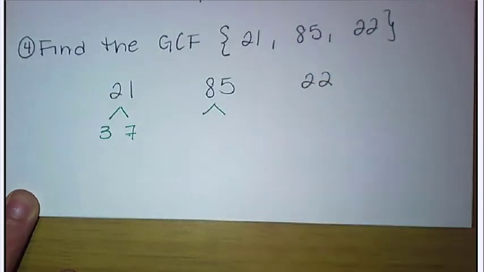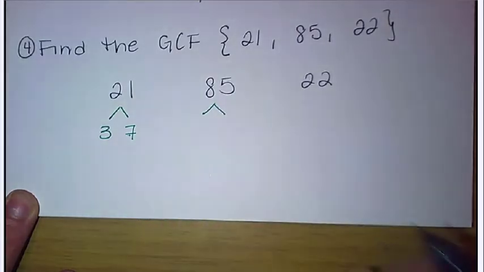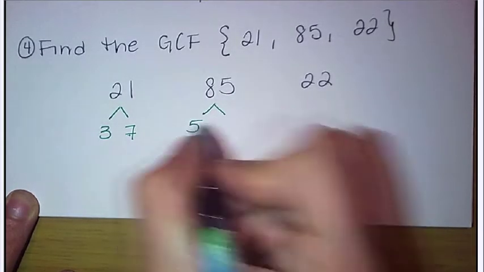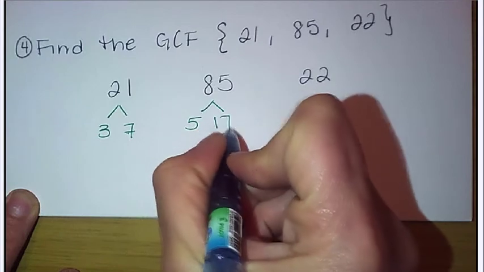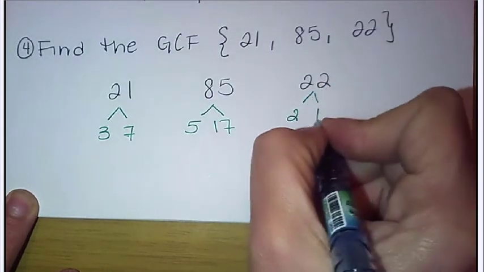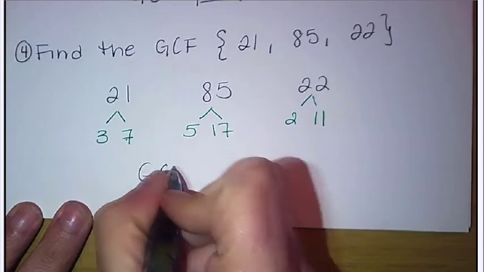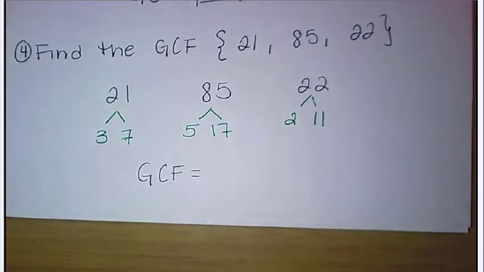85, if you don't know what divides into 85, that's okay. Remember, it ends in a 5, so it's automatically divisible by 5, and it's actually 5 and 17. And then 22 is 2 and 11. Now when we start looking for that greatest common factor, notice that when we look at the numbers that each one of these breaks down to, they actually don't have any numbers in common. There's not a number that divides into 21, 85, and 22.